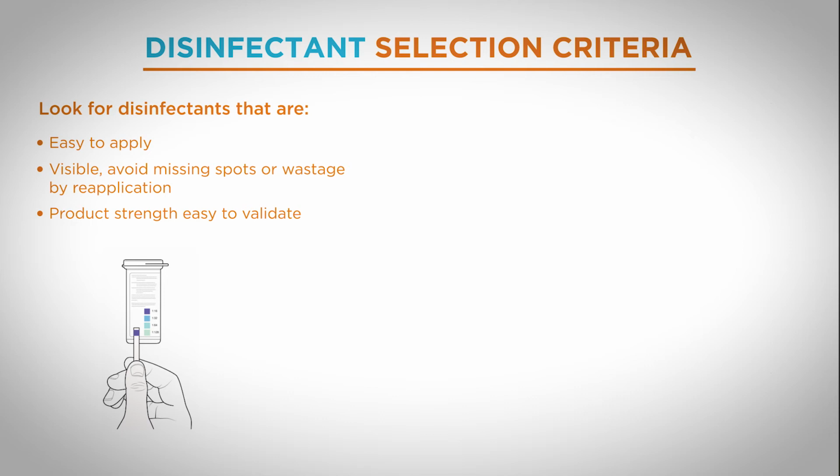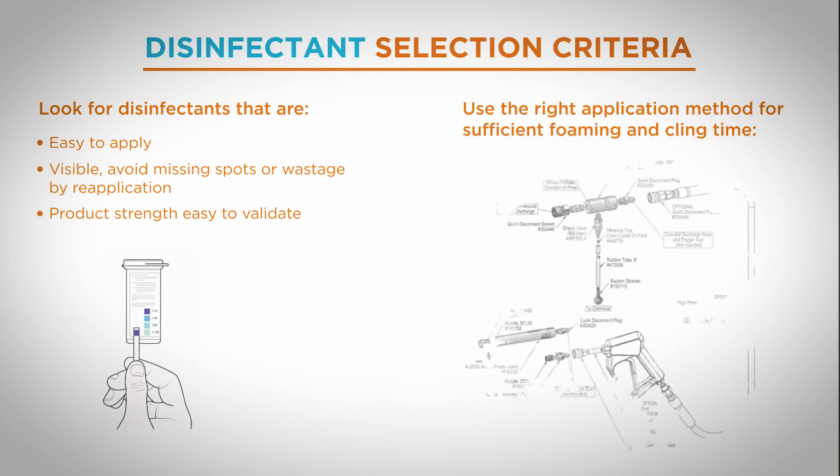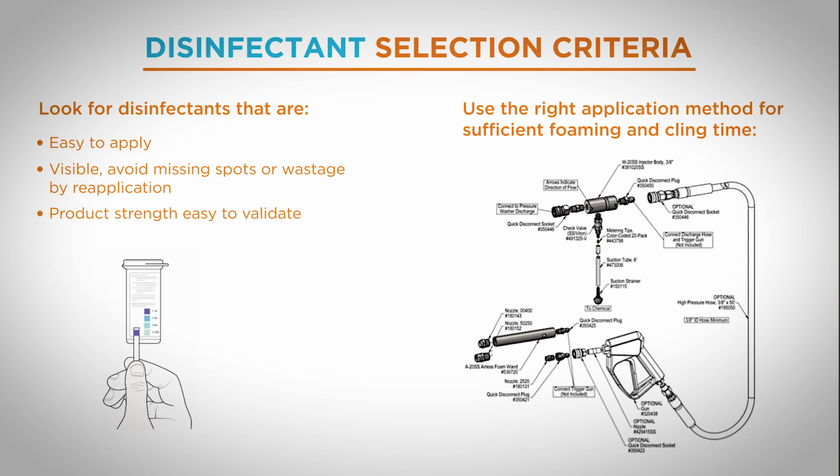Concerning foaming and cling time, foaming and cling time is not only a property of the disinfectant chemistry, but it's also important concerning the method of application. In other words, you could have a disinfectant chemistry that has high ability to foam and has high ability to cling to surfaces, but if one is not using the right application method, it might not result as one would expect.